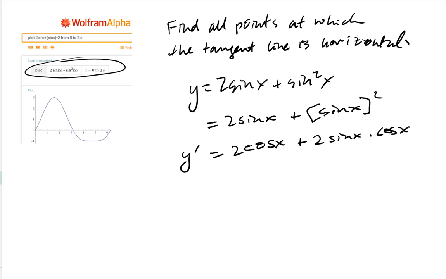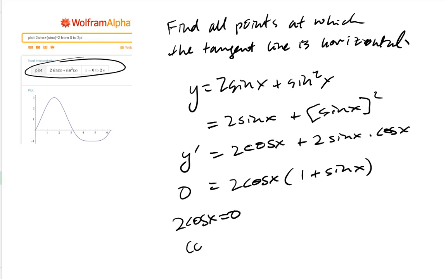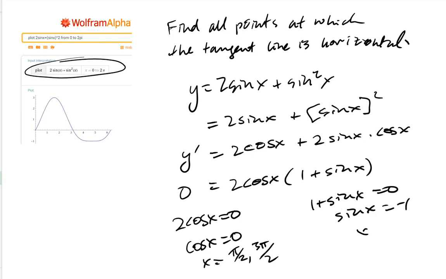All right, now we have to find out where this thing is horizontal. So we set the one side to 0, and it looks like I can pull out a 2 and a cosine x, and I get 1 plus sine x. So we get 2 cosine x equals 0, so that would be cosine of x equals 0. Unit circle gives us pi over 2 and 3 pi over 2. Then I do 1 plus sine of x equals 0. So I get sine of x equals negative 1. So x would have to be 3 pi over 2 again.